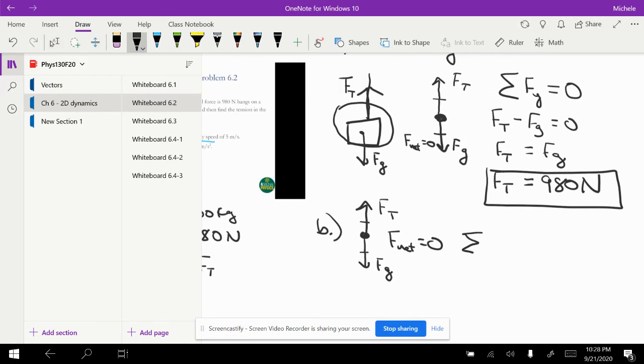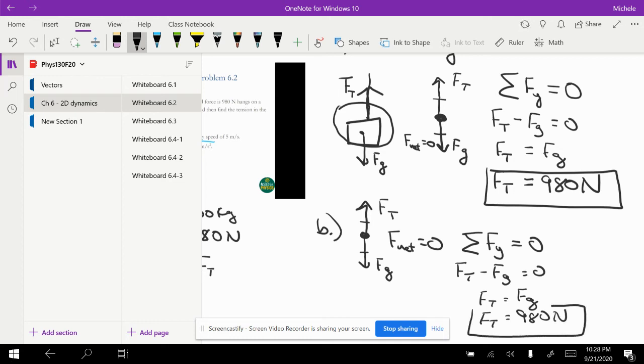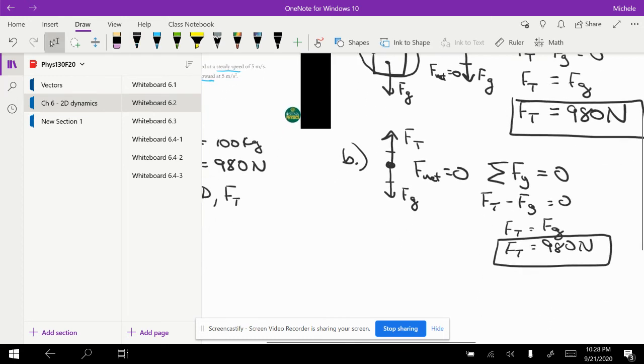So the same thing: the sum of the forces in the y direction is equal to 0 because F net is equal to 0. I have the same exact problem, right? Force of tension minus force of gravity equals 0. Add Fg to both sides, so the force of tension is equal to Fg. And so the force of tension is equal to 980 newtons again. That's because there are no net forces acting on it. Right, but C is a little different.